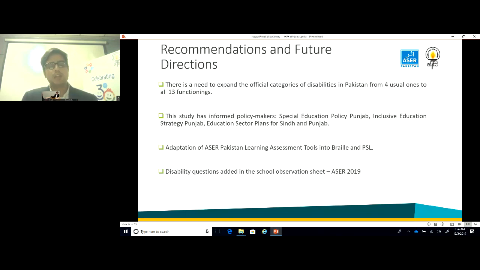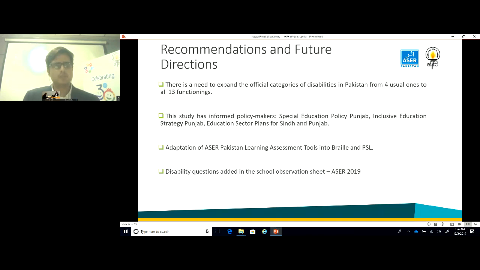Secondly, the findings from our research have also informed the Punjab Special Education Policy, which was launched today, and the inclusive education strategy in Punjab. I would like to highlight the fact that the inclusive education strategy for Punjab is the first of its kind document on inclusive education in Pakistan and is currently being finalized. Once done, it will become the first policy level document on inclusive education in Pakistan.